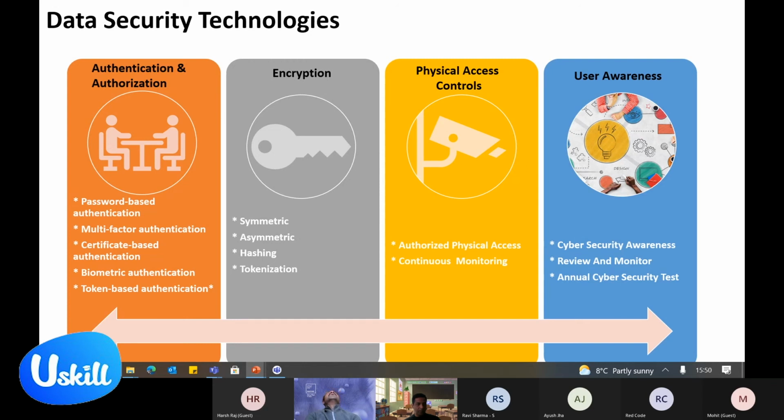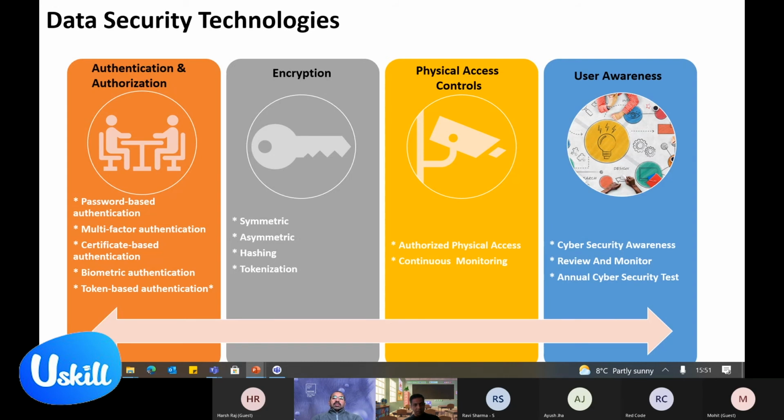Similarly, there is token-based authentication. So these are the different kinds of authentication and authorization methods and technologies you can implement according to the criticality and category of the data being dealt with. It is not necessary for publicly available data to require severe authentication and authorization, because it is meant to be public, so we don't need any access control there.